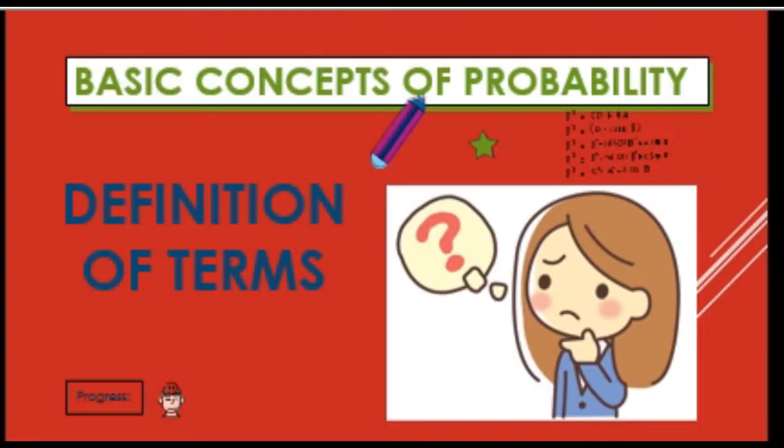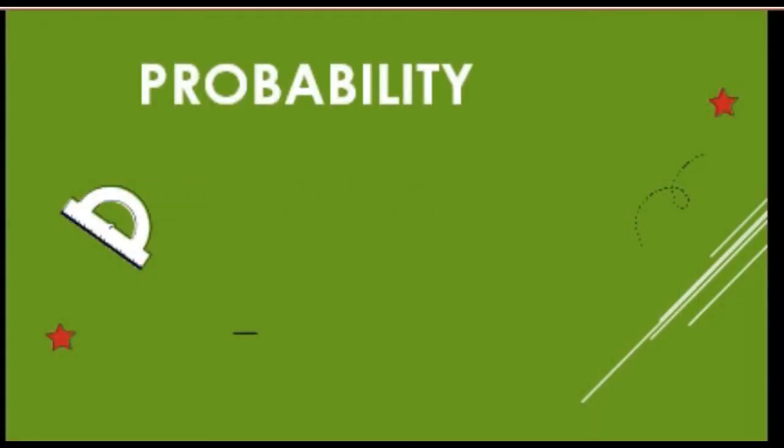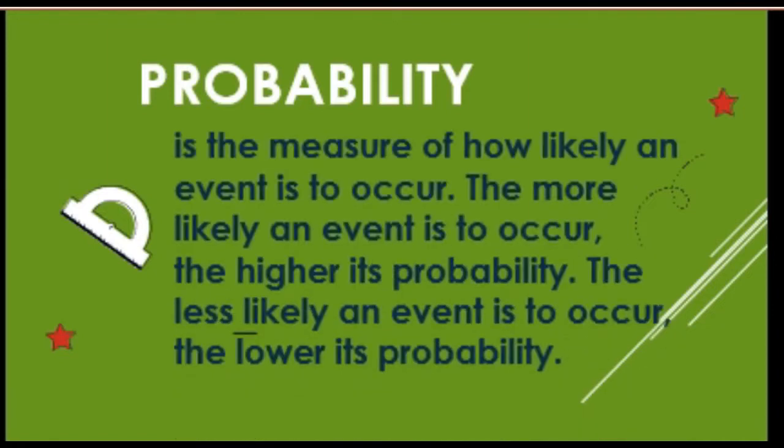Definition of terms. Probability is the measure of how likely an event is to occur. The more likely an event is to occur, the higher its probability. The less likely an event is to occur, the lower its probability.